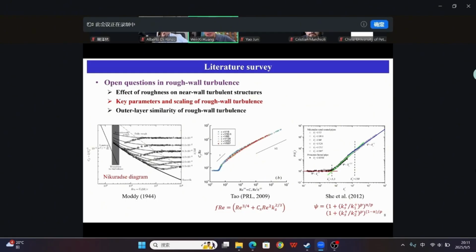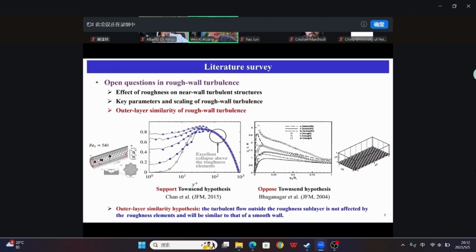Recently, scholars have proposed some kind of scaling for such Nikuradse diagram, so that the skin friction can be represented by a single curve using a scaling formulation. But here we may also consider roughness with different shapes, usually in the transitional region. Then is there also some kind of universal scaling?